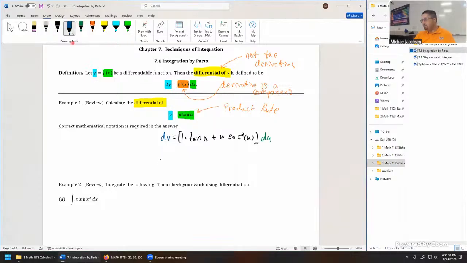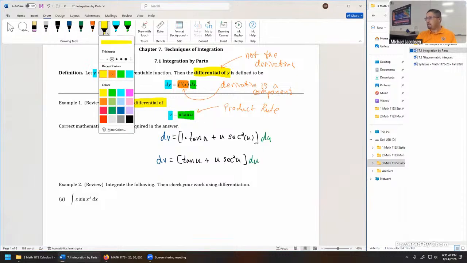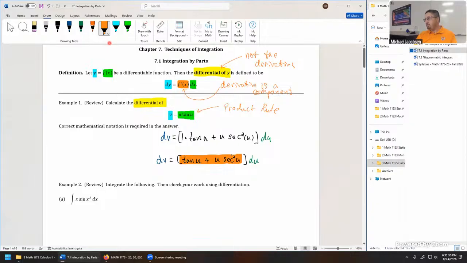Just to simplify it, because it looks strange writing a 1 times, that simplifies to dv equals tangent u plus u secant squared u, all times du. So that would be the differential. Notice, like we mentioned before, brackets are necessary for this one, because if we drop brackets, it doesn't have the right meaning. du is allowed to multiply everything inside of here. That's a throwback from when you're doing u substitution in a Calculus 1 situation.